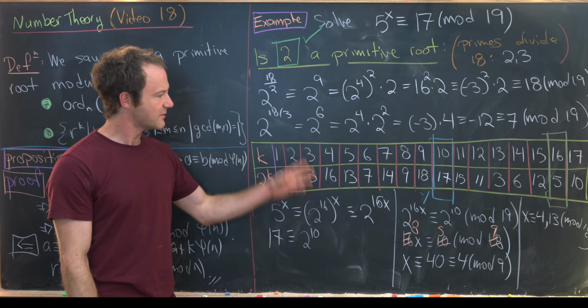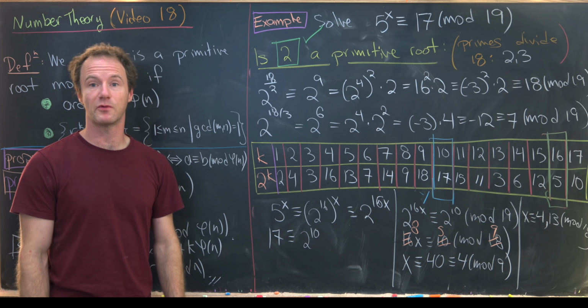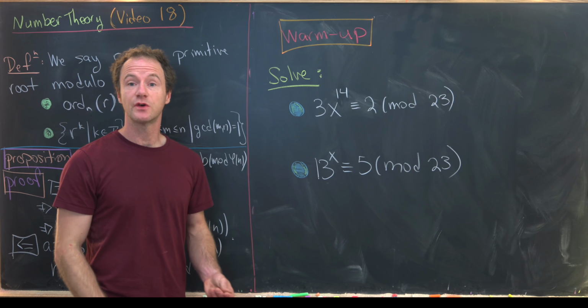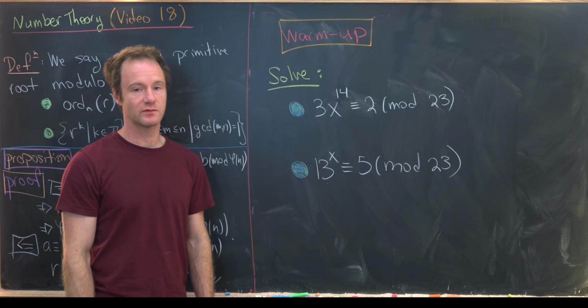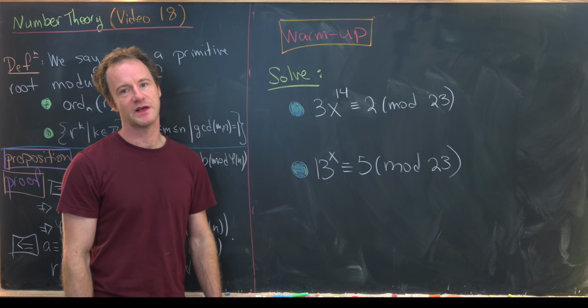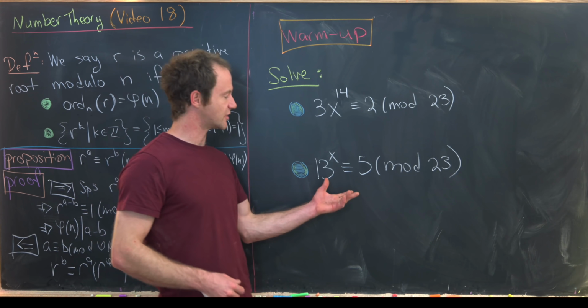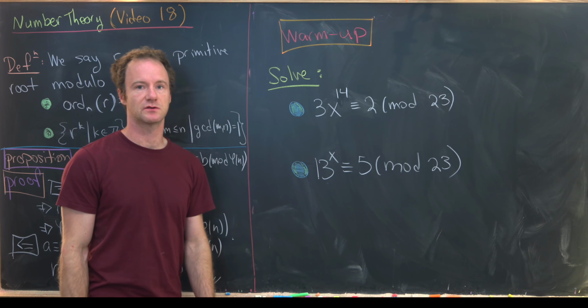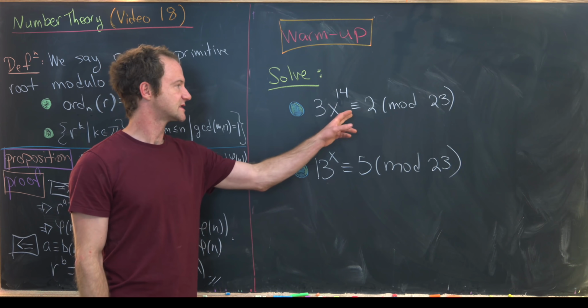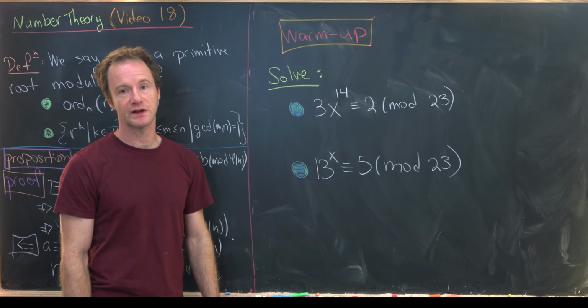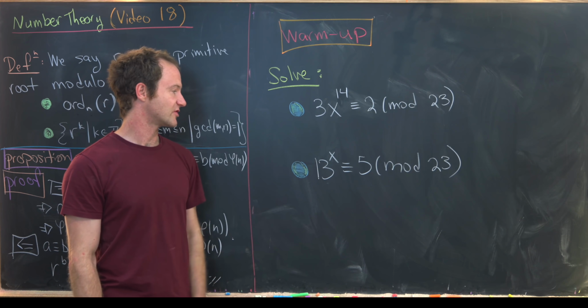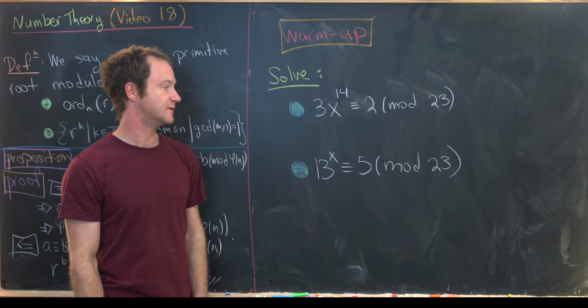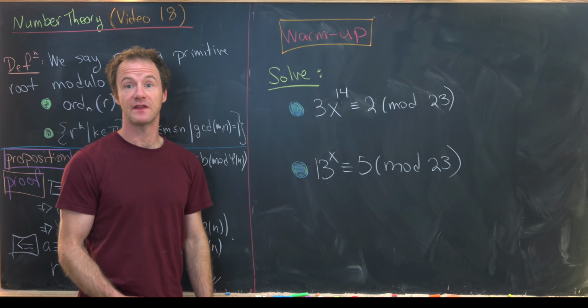Okay, so now let's maybe get rid of this and I'll leave you guys with a couple warm-up problems. So here are two quick warm-up problems that are built off of the information that we saw in this video. So they're to solve the following two congruences. So we've got 3x to the 14 is congruent to 2 mod 23, and then 13x is congruent to 5 mod 23. And that's a good place to stop.